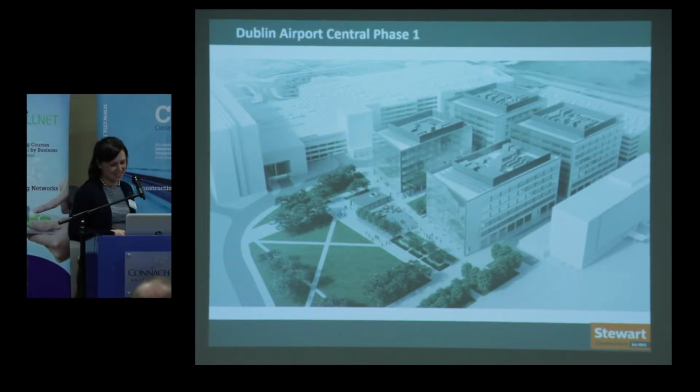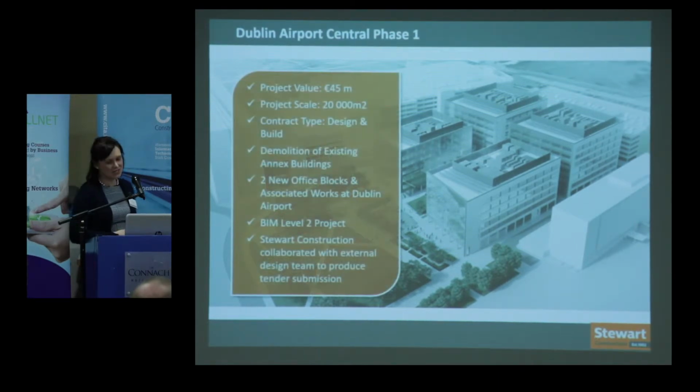So Terminal 2 is basically on that side. And then you have the multi-story car park on the back, and the site is in the middle. So it's a 45 million design and build contract with level 2 mandated as a part of the contract documents. And Stewart Construction has collaborated with external design team to produce tender submission.